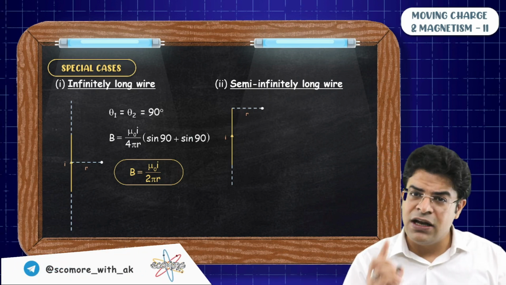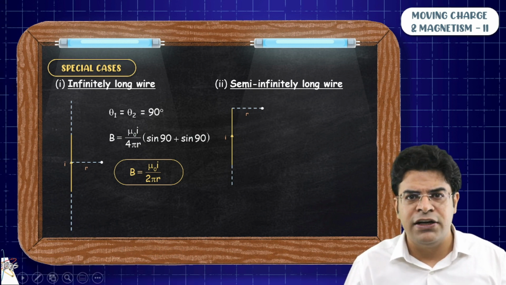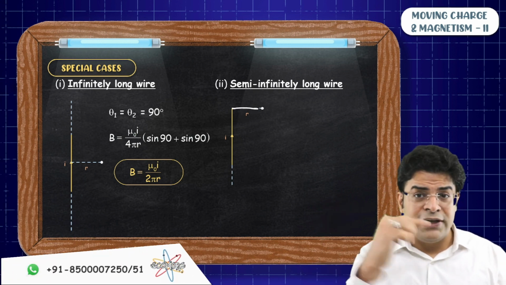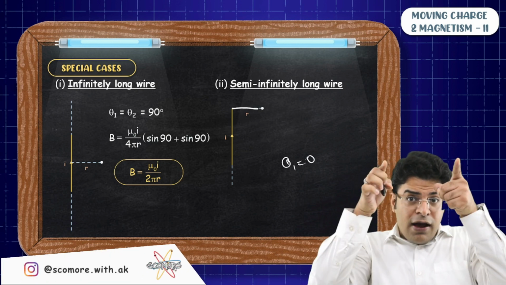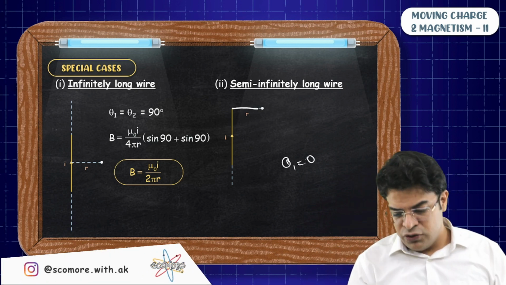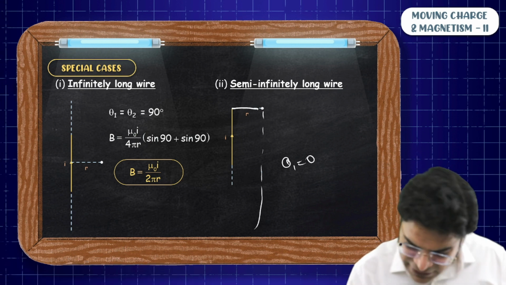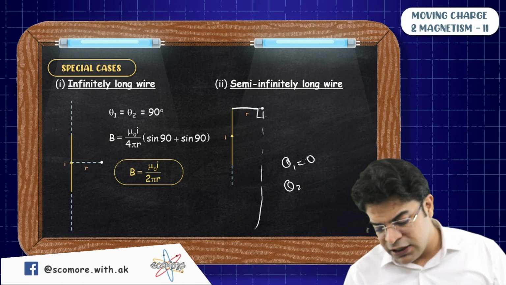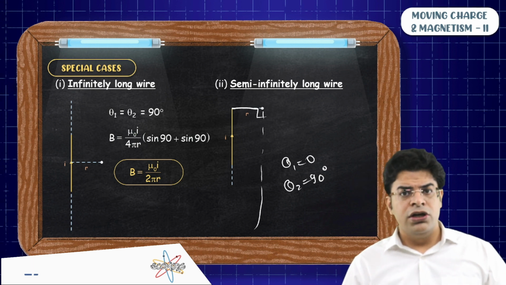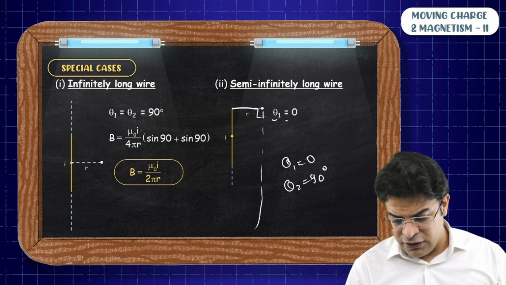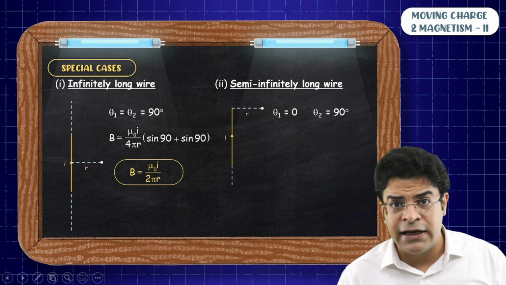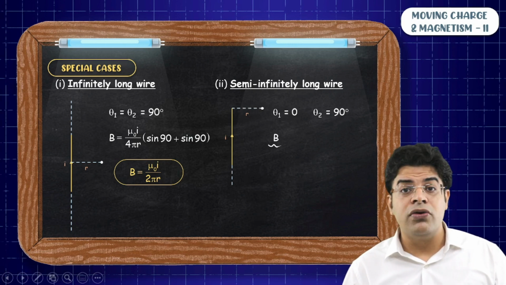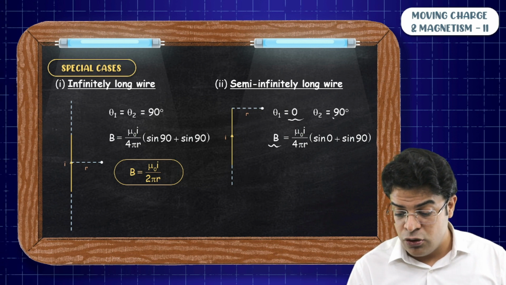So you will say, sir, now if you try to find the value of theta 1 and theta 2, for theta 1 you straight join it. So theta 1 comes out to be 0. And for theta 2 you have to go up to infinity to join. So you will keep on extending this line and this angle will be 90 degree. So theta 2, sir, has to be 90 degree. So you will say theta 1 equals 0, theta 2 equals 90, and the formula for magnetic field is B equals mu naught I by 4 pi r (sin 0 plus sin 90).